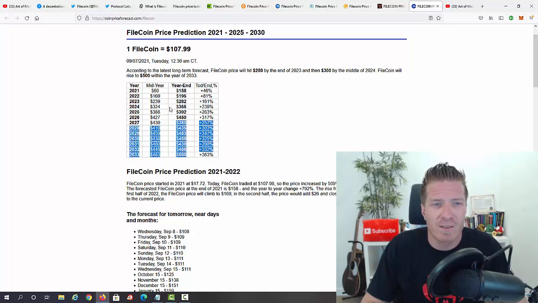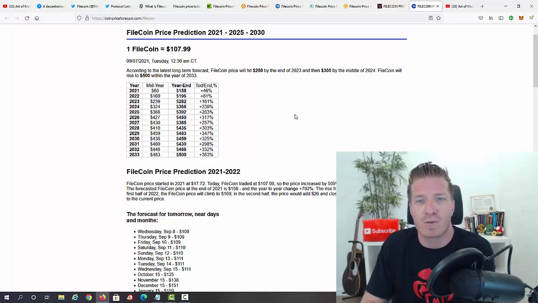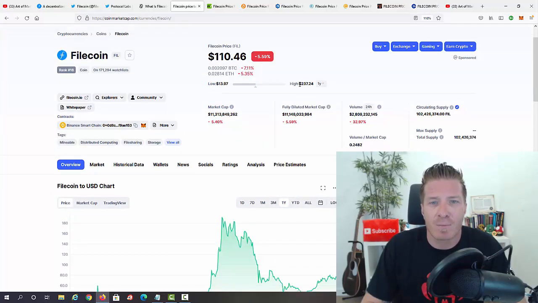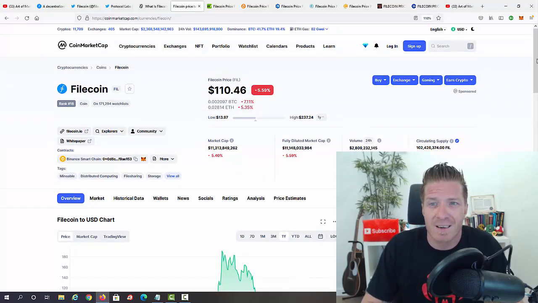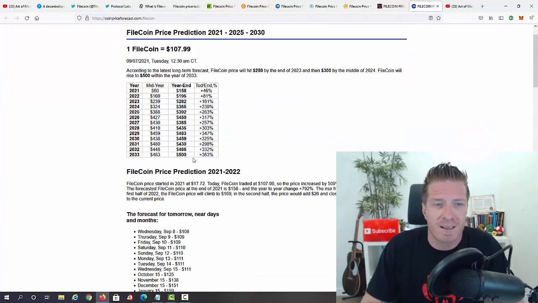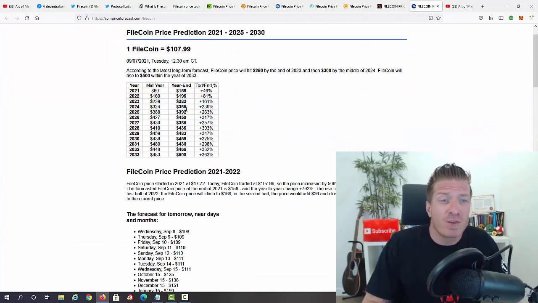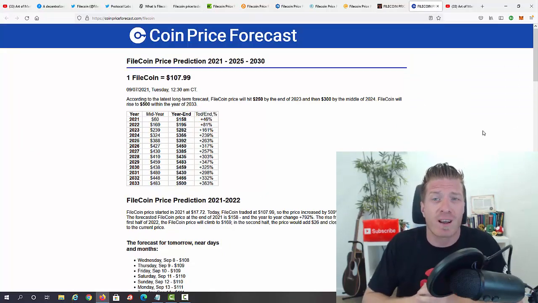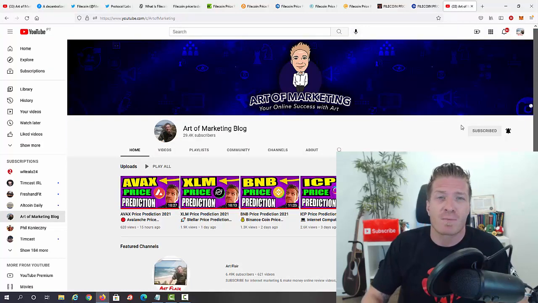Again, this is pretty conservative in my opinion. I already told you what I think. Looking back at the chart and the all-time high, again, probably 250 this year is an easy goal, maybe even 300, and they say that 300 can be reached in 2023-2024. So this is coin price forecast and this is my Filecoin price prediction.